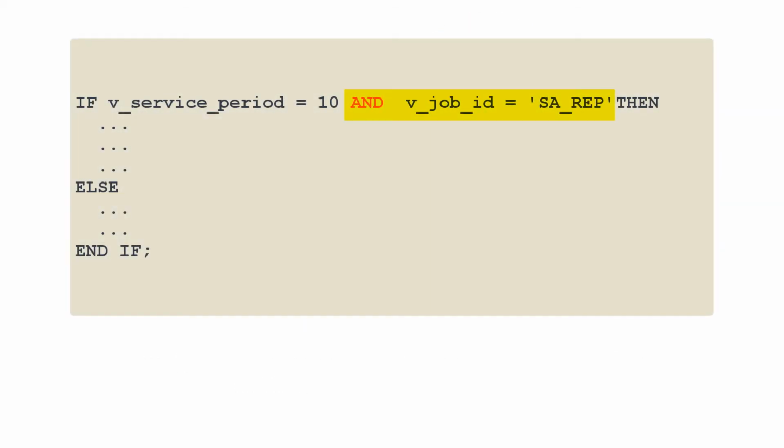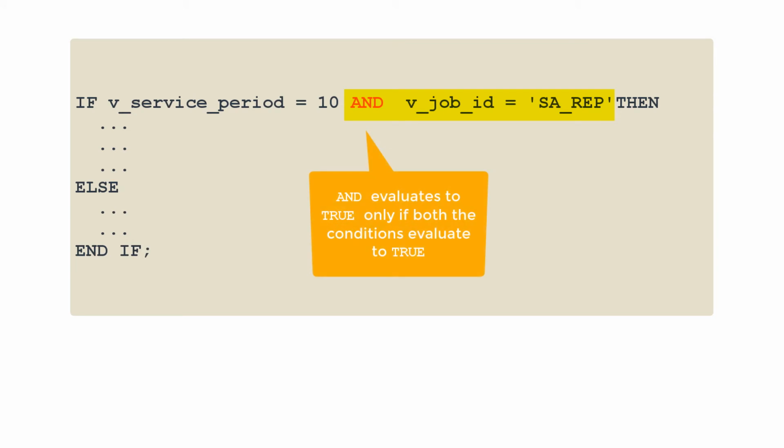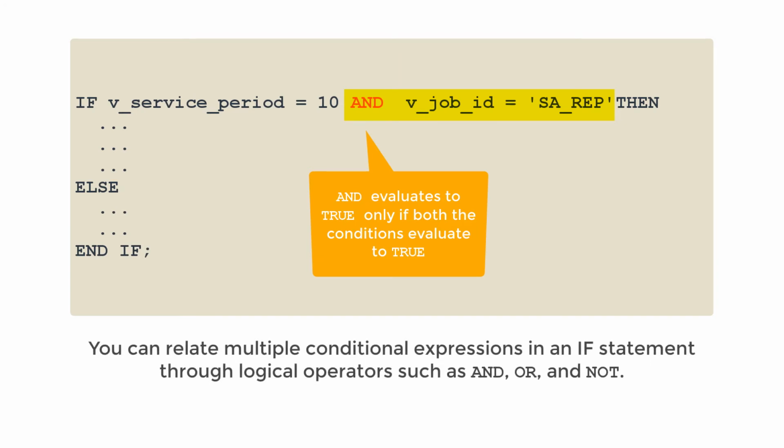In this scenario, you can modify the if and else if conditions as shown on the screen using the and operator. As you already know, and returns a true only when both the conditions return true, and it returns a false otherwise. Note that you can have any number of conditional expressions for a single if statement. However, you must relate these statements with appropriate logical operators.